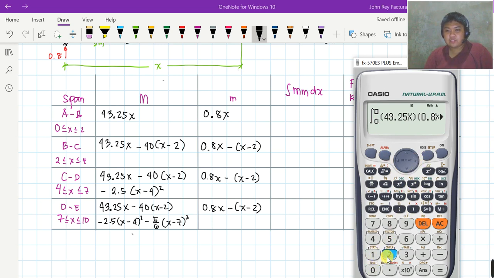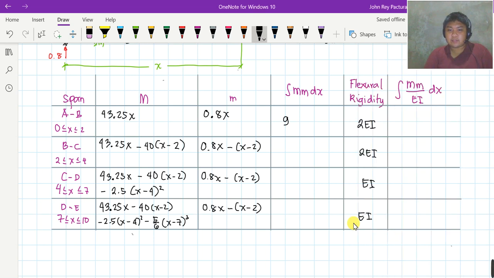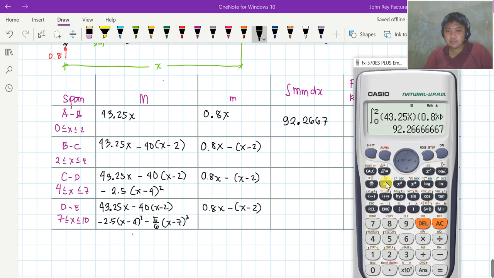Substitute niyo from 0 to 2. Ang kalalabasan diyan ay 92.2667. So, isusulat mo lang siya. On the other hand, patuloy natin. So, halimbawa, the integral of 43.25x minus 40, the quantity x minus 2.